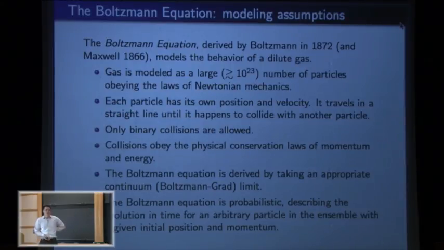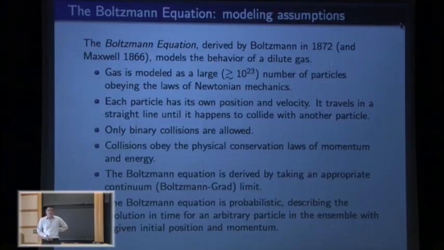Maxwell did just a special case of the velocity distribution. I'll talk about that later on a little bit. What people normally say is that Maxwell derived the equation and Boltzmann proved the H theorem, and so people call it the Boltzmann equation because he really gave the quote-unquote proof of the H theorem.